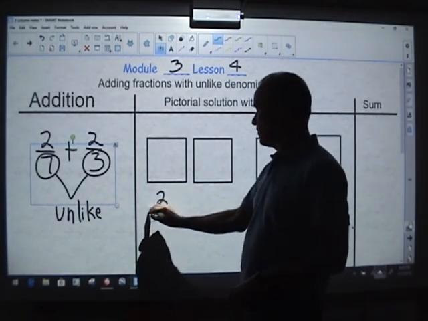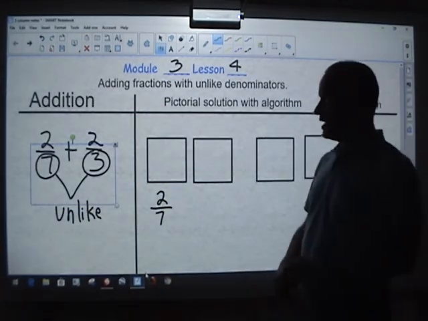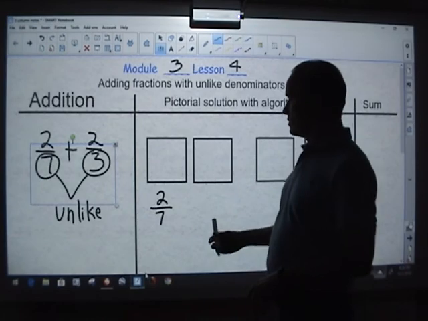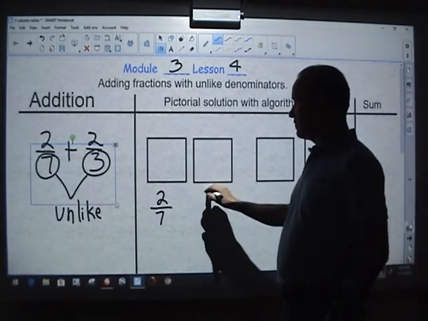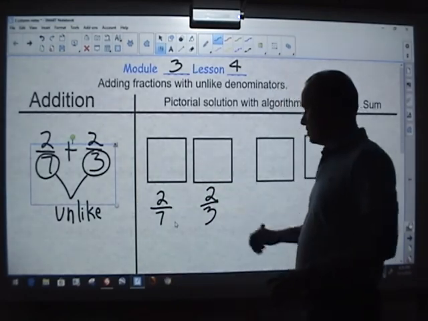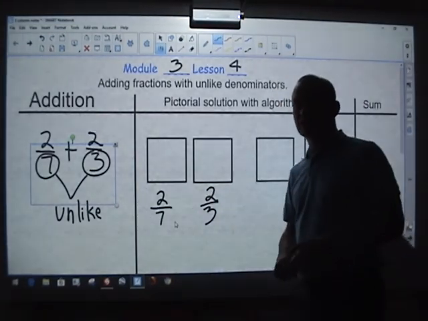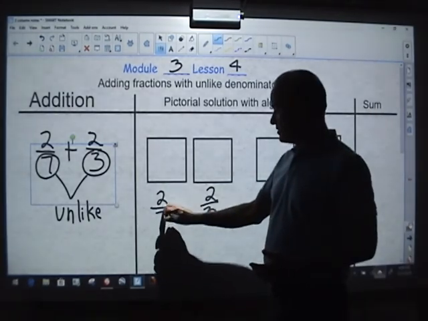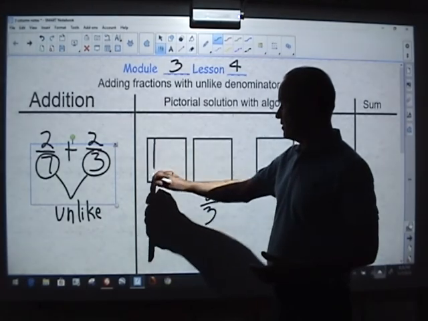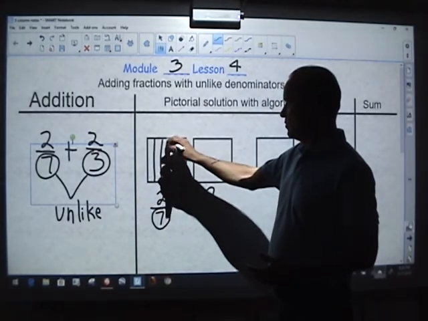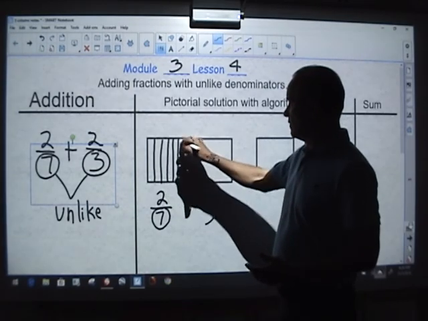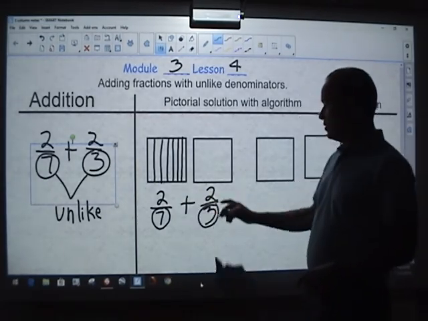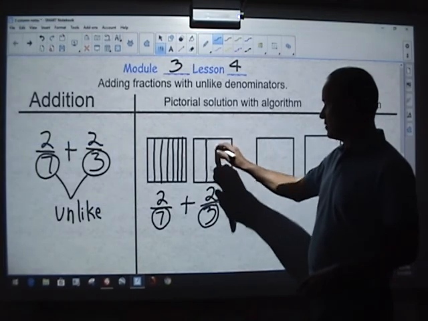The first step is to identify that they are unlike denominators. So now what we do is represent each of the fractions with pictorial representations, which means a rectangle in fractions. So this number 7 dictates how many parts are there in this shape. So that's going to be 1, 2, 3, 4, 5, 6, and 7. And this denominator says that we are going to show this on 3 parts here.